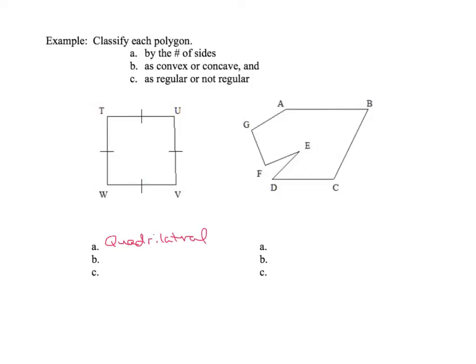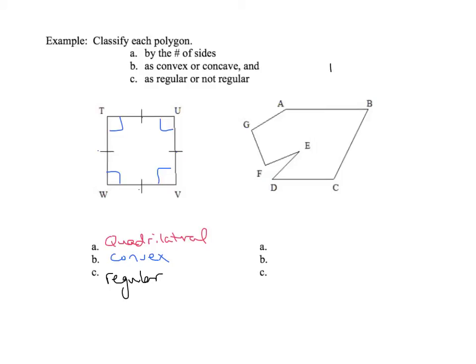Next says, is it convex or concave? Well, all the vertices point out. My diagonals are on the inside, so this makes it convex. And lastly, is it regular or not regular? Well, if all the sides are congruent, that makes this a square. If it's a four-sided figure with all the sides congruent, it is a square, meaning that we have all the angles congruent as well. So yes, this is a regular polygon.